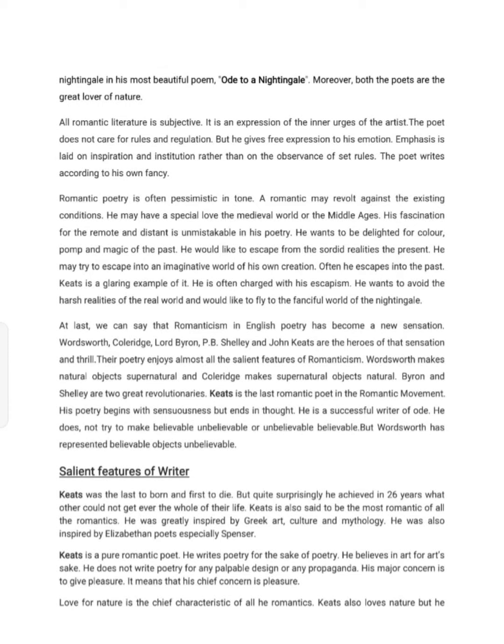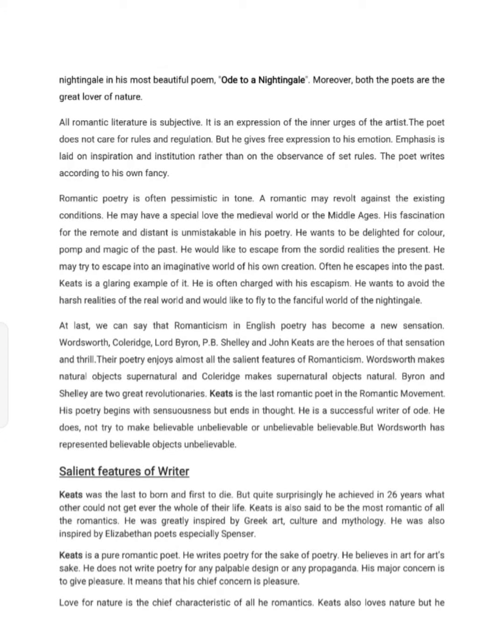He wants to avoid the harsh realities of the real world and would like to fly to the fanciful world of the nightingale. At last, we can say that Romanticism in English poetry has become a new sensation. Wordsworth, Coleridge, Lord Byron, P.B. Shelley, and John Keats are the heroes of that sensation and thrill. Their poetry enjoys almost all the salient features of Romanticism. Wordsworth makes natural objects supernatural and Coleridge makes supernatural objects natural. Byron and Shelley are two greatest revolutionaries.